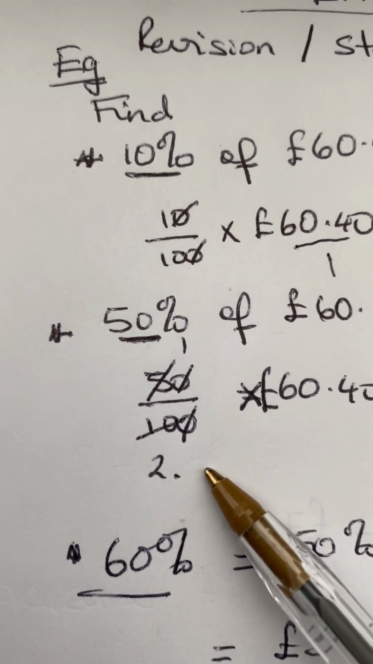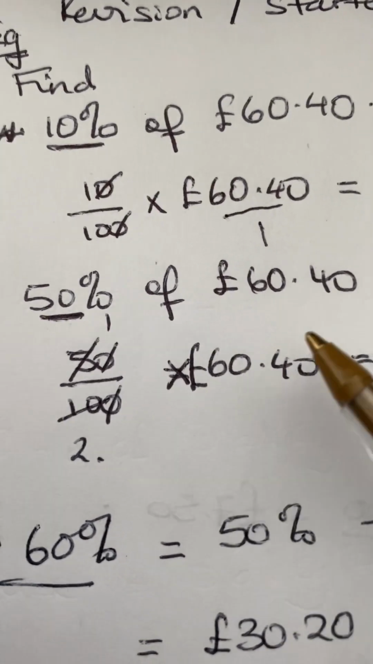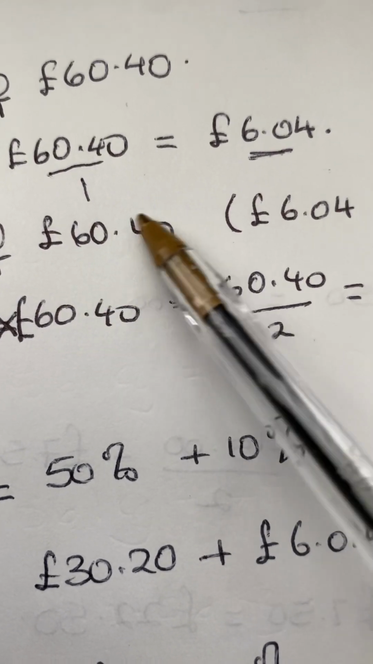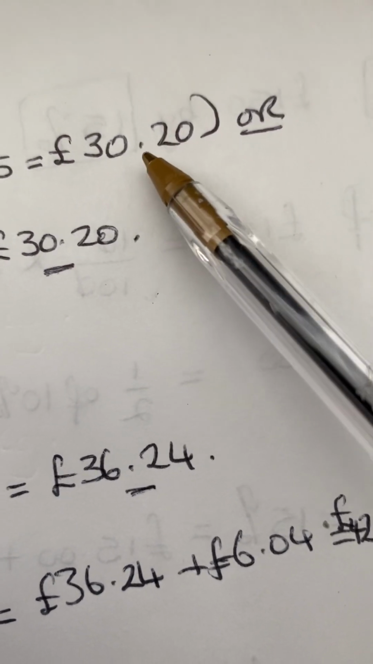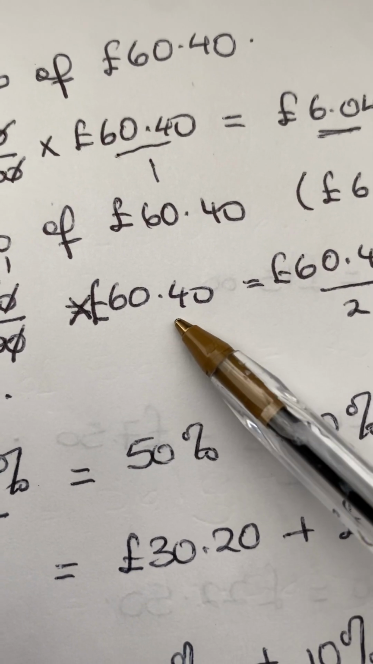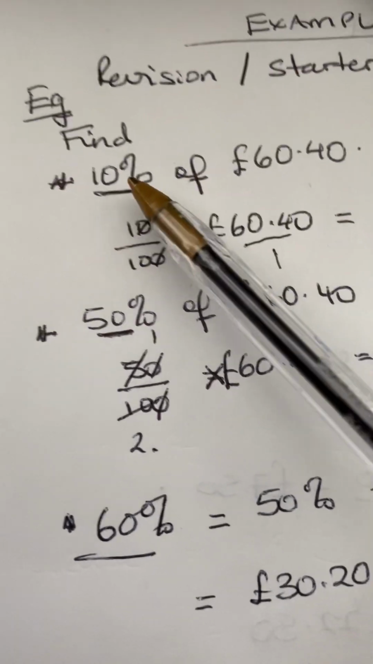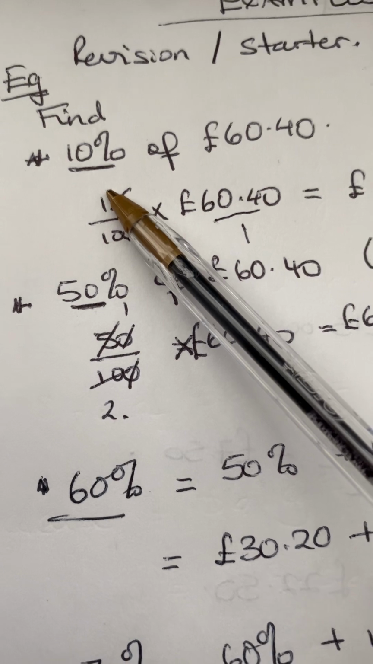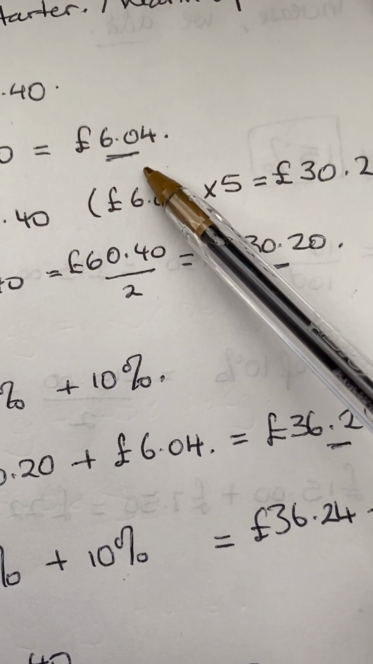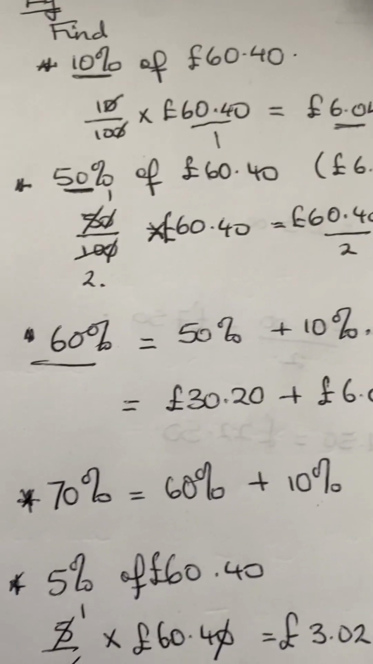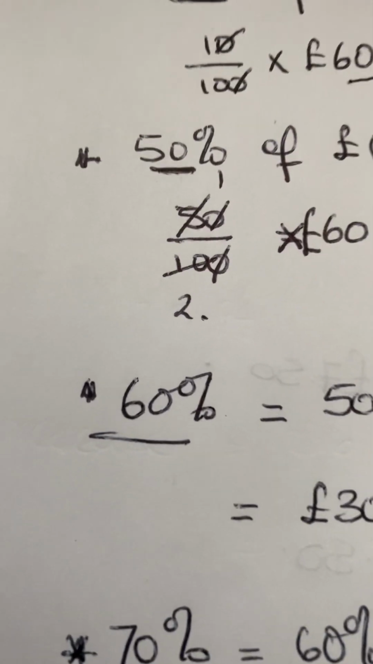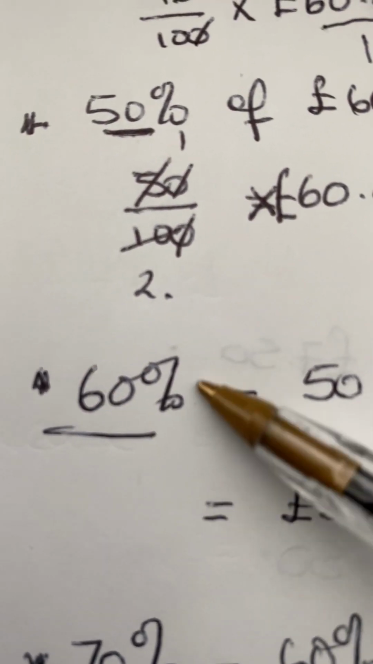Now 50%, for the second one, is half of this figure, 60.40, which will give you £30 and 20 pence. Or you can just divide and get that. Or it's 10% times 5. So you times this by 5 and get this figure. I hope I'm clear on that.